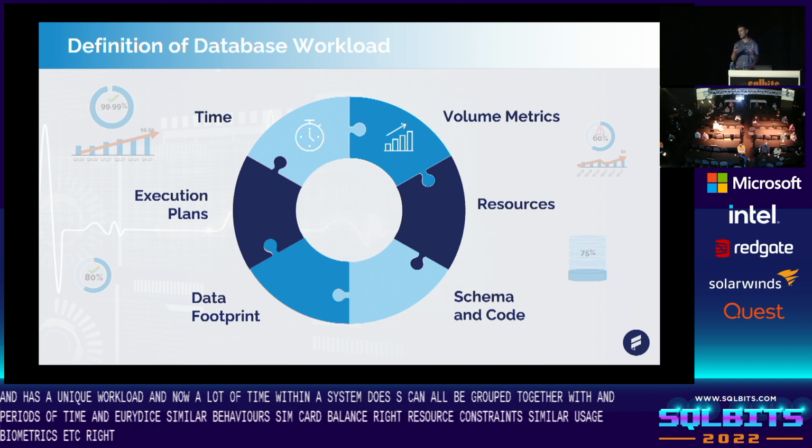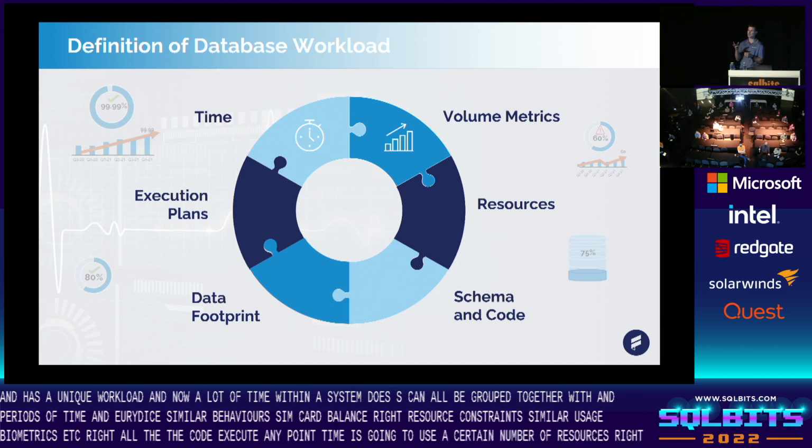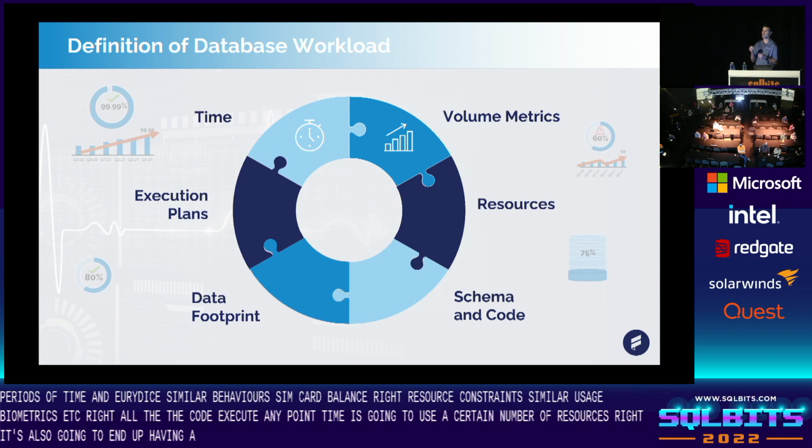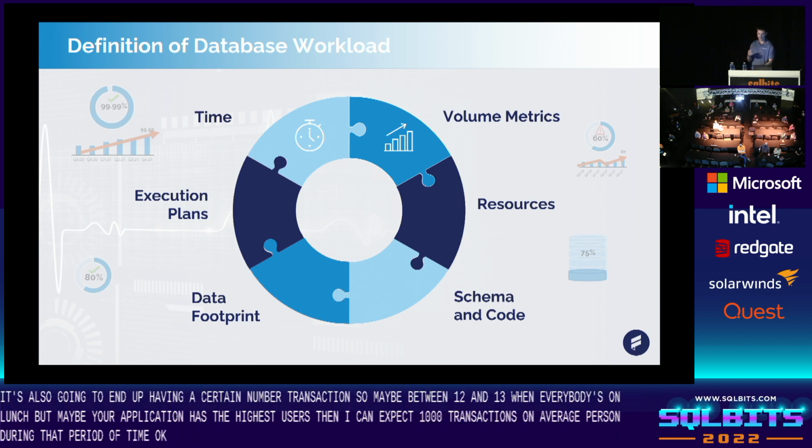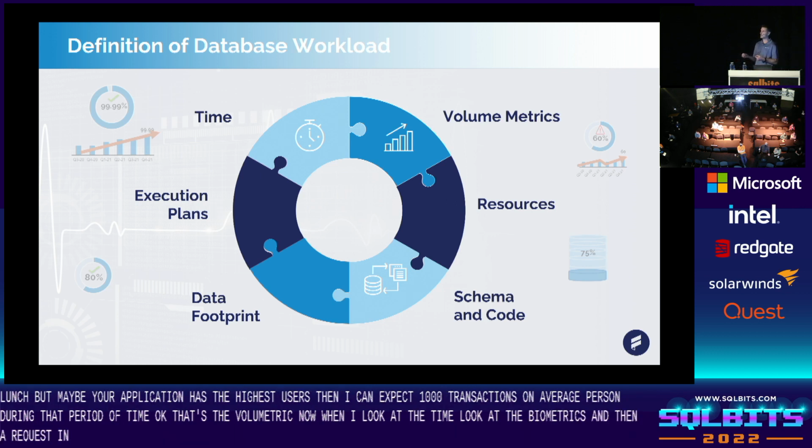So all the code that's executed at any point in time is going to use a certain number of resources, right? And it's also going to end up having a certain number of transactions. So maybe between 12 and 1 p.m. when everybody's on lunch, maybe your application has the highest usage of them. I can expect 1,000 transactions on average per second during that period of time, okay? That's the volume metric. Now, when I look at the time, look at the volume metrics, and then they request and execute code, right?